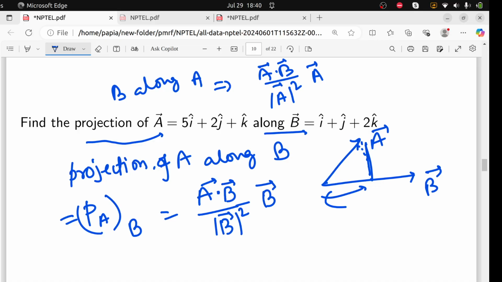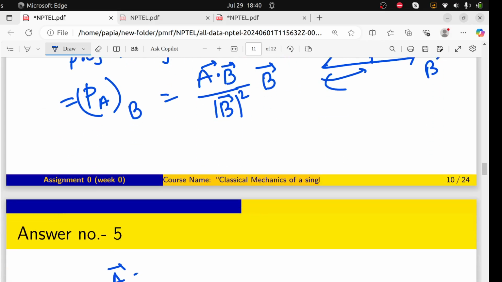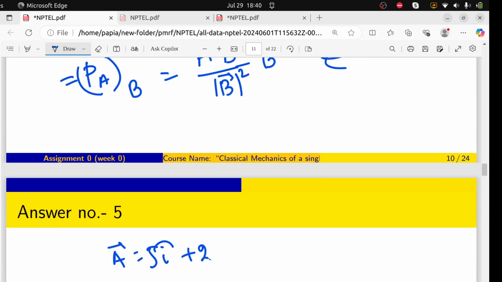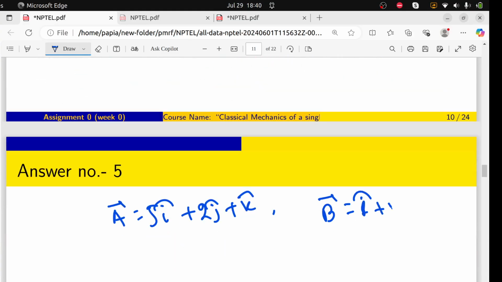Okay. So as it is showing that projection of A along B, the expression will be A dot B by B square into B vector. So let me write here the A and B vectors. A vector is 5i cap plus 2j cap plus k cap, and B vector is i cap plus j cap plus 2k cap.